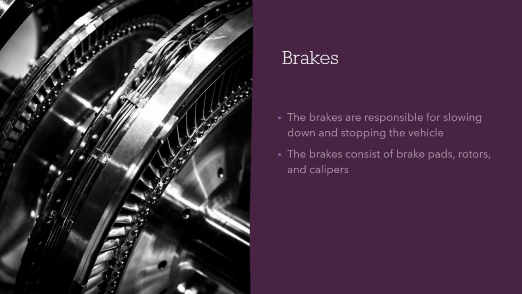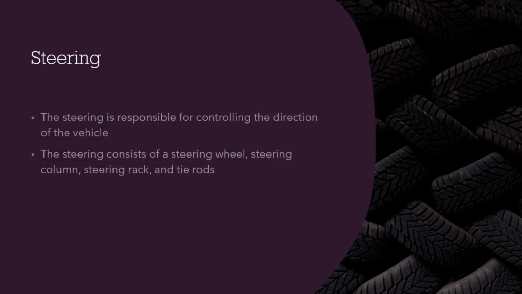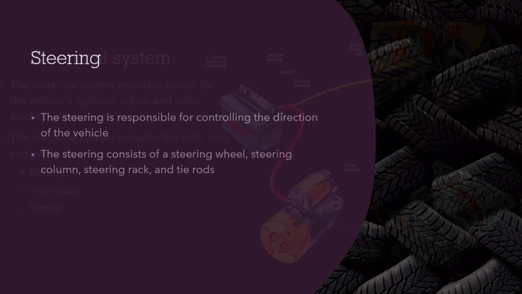Brakes. The brakes are responsible for slowing down and stopping the vehicle. The brakes consist of brake pads, rotors, and calipers. Steering. The steering is responsible for controlling the direction of the vehicle. The steering consists of a steering wheel, steering column, steering rack, and tie rods.